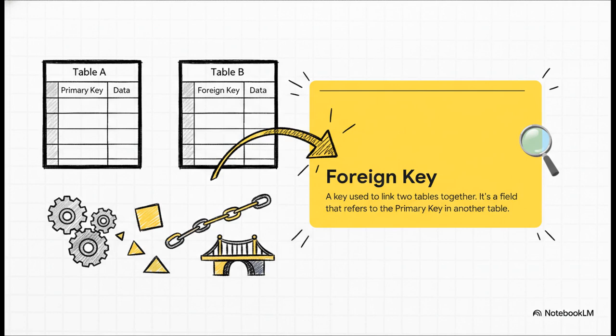So how do we make that connection happen? We use something called a foreign key, and it sounds technical, but the idea is simple. A foreign key is just a column in one table that points to the primary key in another table. That's it. It's the bridge that connects table A to table B.